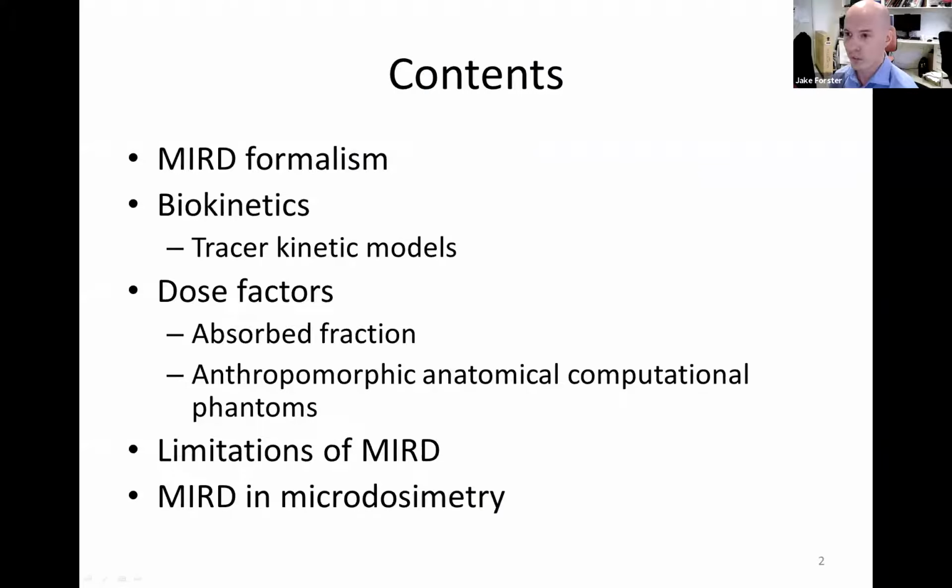So the contents for the talk is, I'm going to go through the MIRD formalism, which is actually pretty straightforward. And this will take us into half of MIRD, which is biokinetics. And for that, tracer kinetic modeling will come in handy. We'll also look at dose factors, and I'll introduce the quantity absorbed fraction. We'll also look at some pretty pictures of anatomical computational phantoms representing humans. I'll describe limitations of MIRD, which are important to know. And we'll also look at how MIRD can be applied at the cellular level.